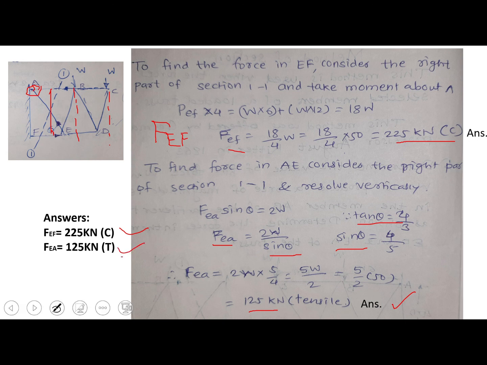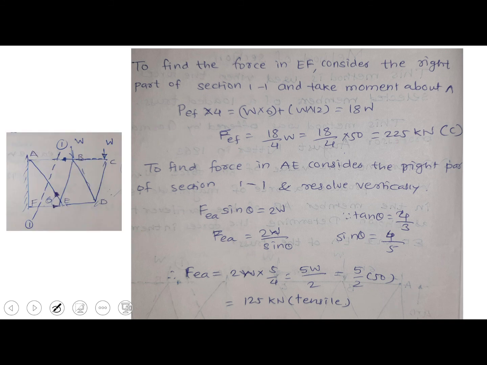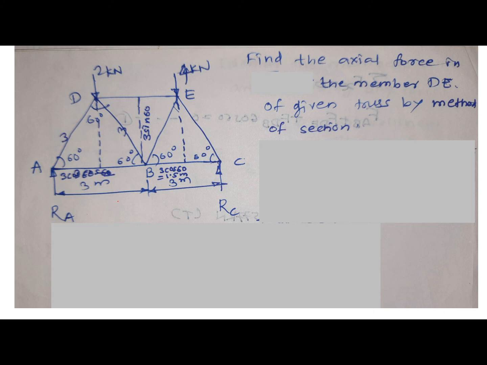In this way we can apply the method of section when we have to find a particular member force and its nature. Now, for further fundamental applications of this method of section, let us consider another problem. Here we have again the famous example of our 7-member truss. We have solved a similar problem by applying the method of joints, so you are well familiar with the problem. We have to find the axial force in member D.